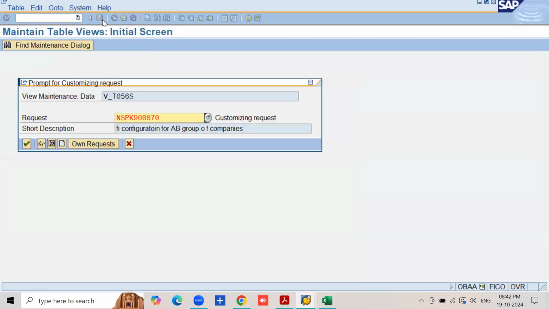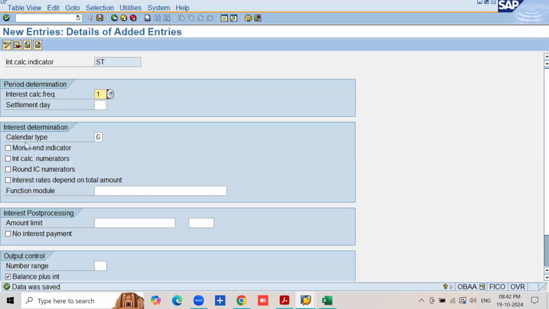Click on save and enter. Write down the table name. P056 years.